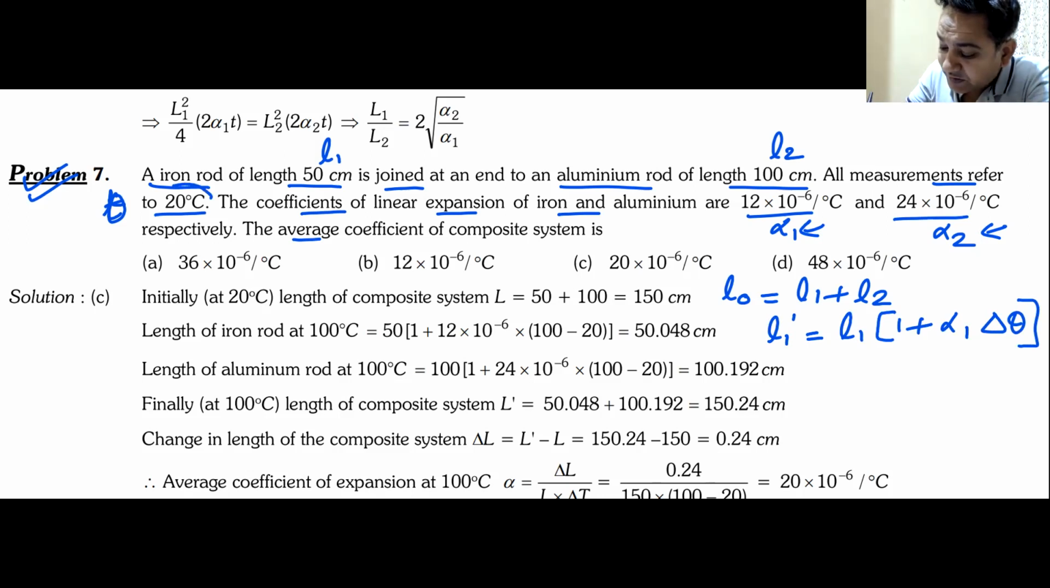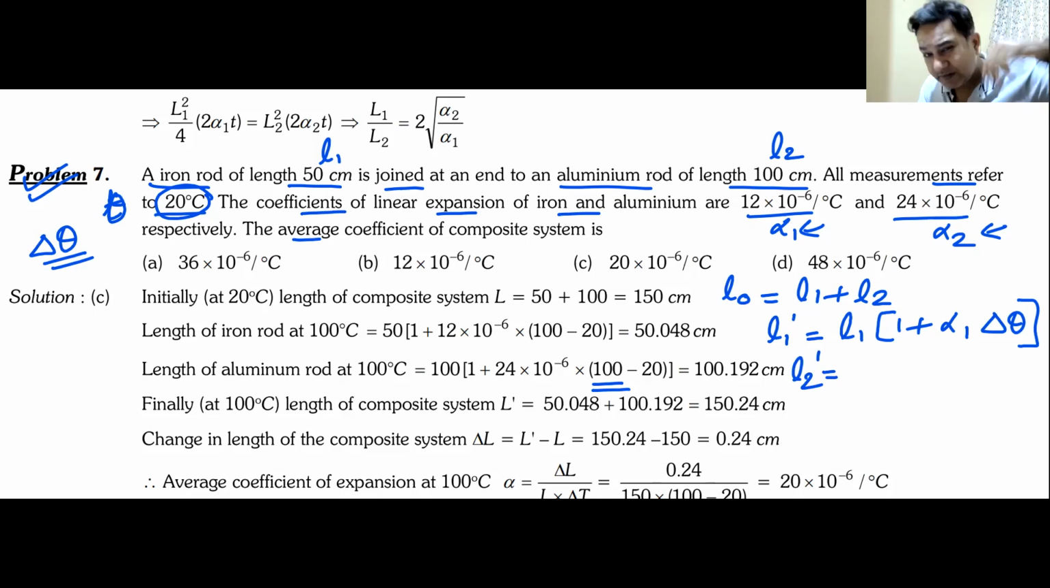Here delta theta is not known. The initial temperature is given as 20 degrees and I think they have missed the final temperature. Sometimes there is a question where they've missed it. The final temperature I think is 100 degrees. So change in temperature becomes 80 degrees. I will call it delta theta. Is it clear to everyone? Yes, sir. Then I find the value of L2 dash. L2 dash is the final length of the second rod, and that will be equal to L2 into 1 plus alpha 2 into delta theta.